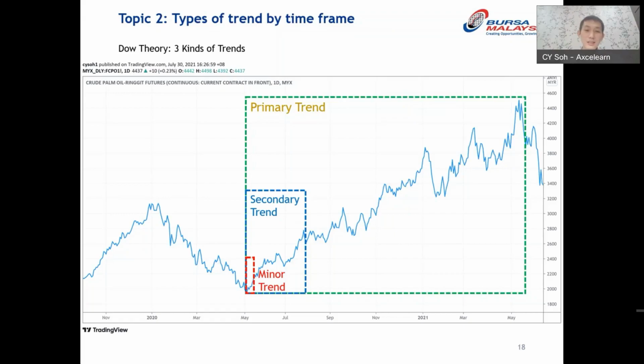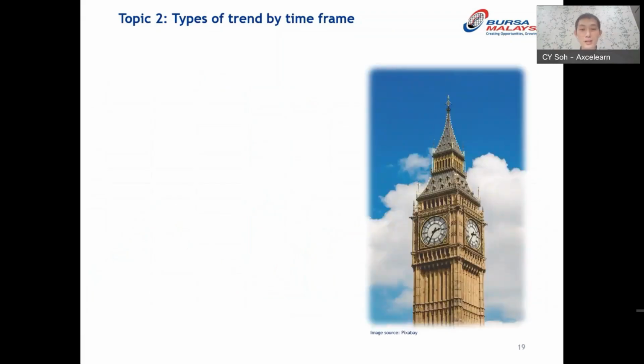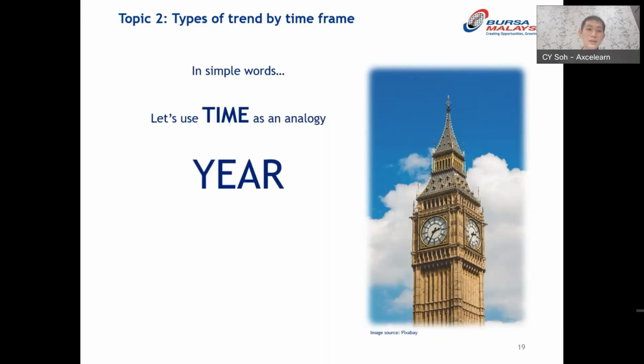Okay, so in short, it is actually referring to just the time frame. If you don't understand this, let me give you another quick analogy. In simple words, your trend is just like your time. So let's use time as an example. Your primary trend is just like a year. In every year, how many months? You will say 12 months, right? And in a month, how many weeks? You would say 4 weeks.